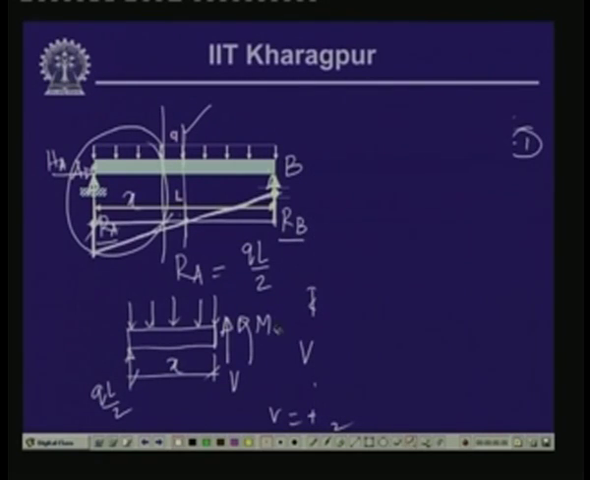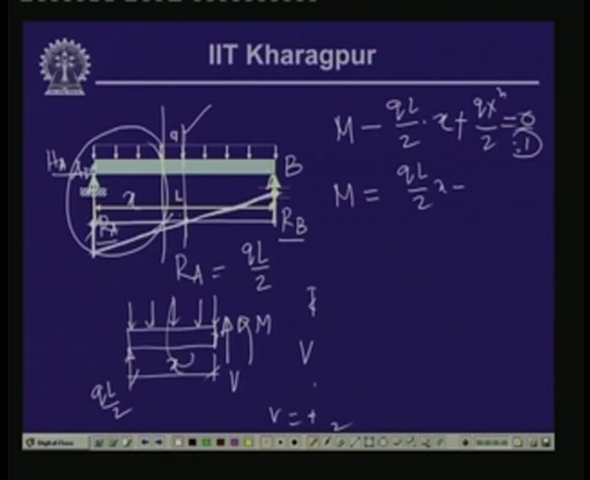then the bending moment at this particular section is M. If we take the moment of all the forces with respect to this particular section, M which is anti-clockwise, QL by 2 is clockwise, so minus QL by 2 into x, and this is also anti-clockwise, so minus Q x square by 2, this is equal to 0. So, M is equal to QL by 2 x minus Q x square by 2.